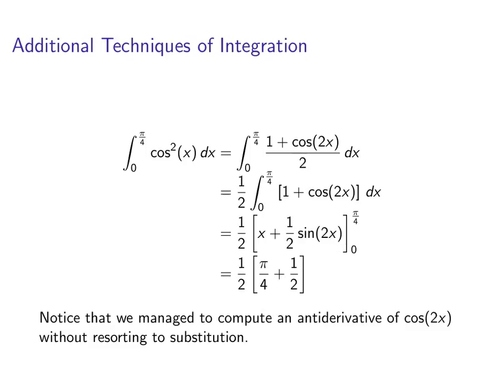So notice, we computed an antiderivative of cosine 2x without using a substitution. Going from here to here, I think that's something you should definitely be able to start doing without specifically making the substitution. It's kind of as if you're making a substitution in your head.